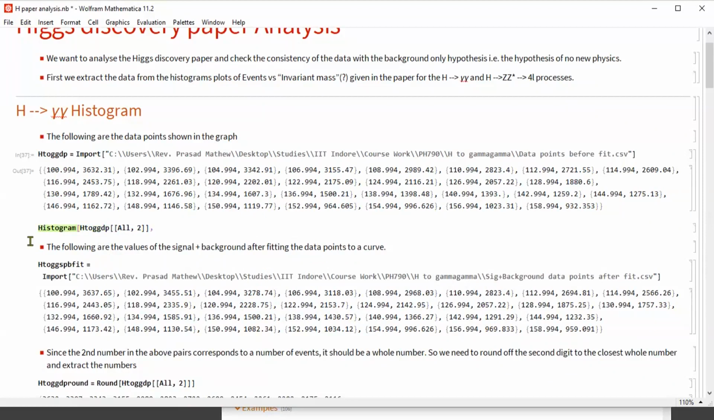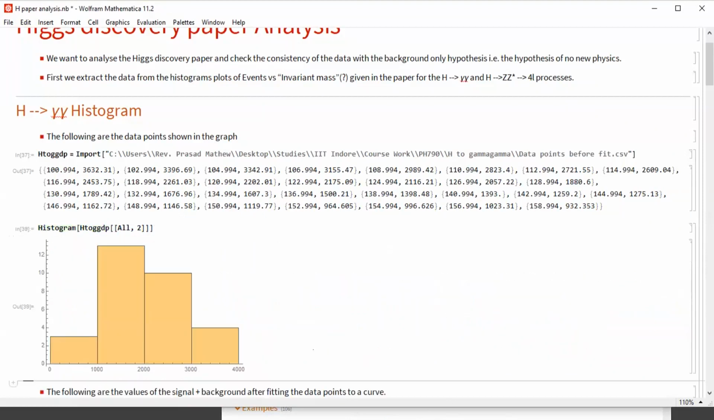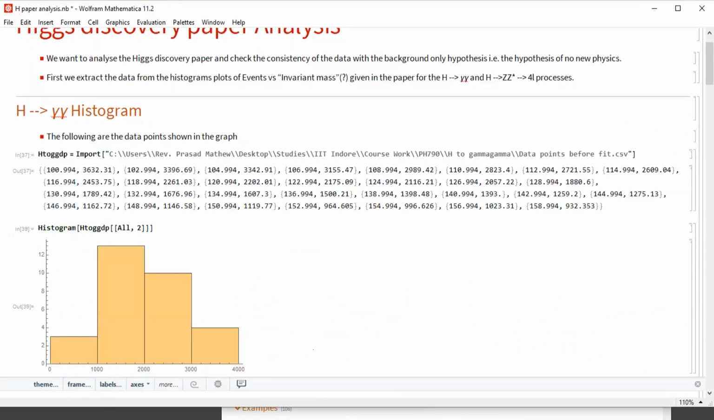But again, this would not give me... Just print out what this H to GGDP all 2 is. Okay. See if it is a one-dimensional column. So this will actually bin these data points into some sort of a histogram. The frequency would come on the y-axis.